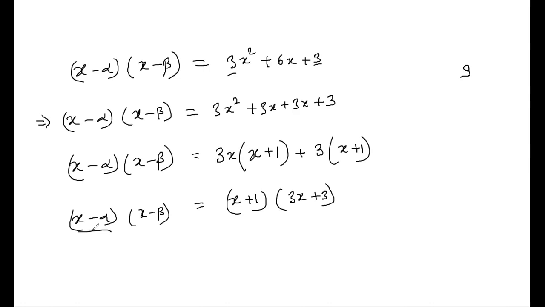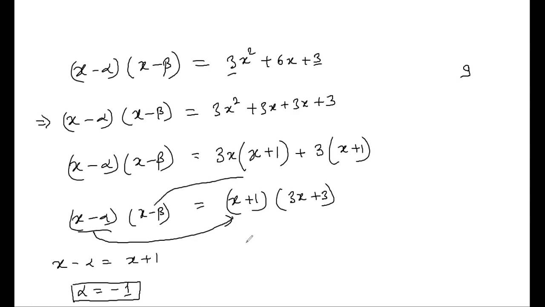So if I equate this one with this, x minus alpha is equal to x plus 1. So alpha is going to be how much? Alpha will become minus 1, right? And if I equate this with this, I will write x minus beta is equal to 3x plus 3, correct? So what I will do, I will just divide, because here is 3x and here is x. So I cannot do that. So I will divide the right hand side by 3. So I will get what? I will get x plus 1 here again.